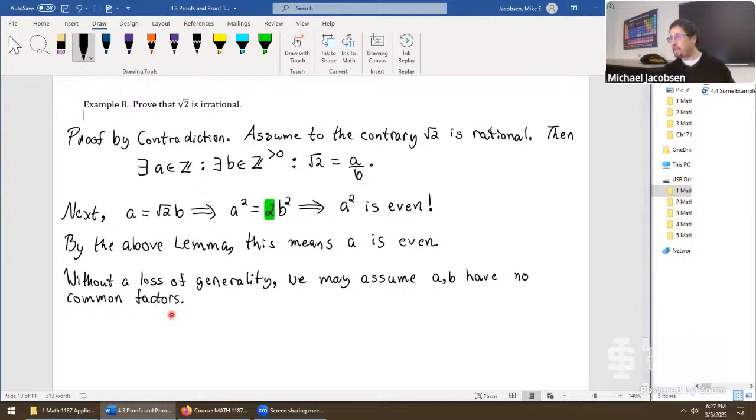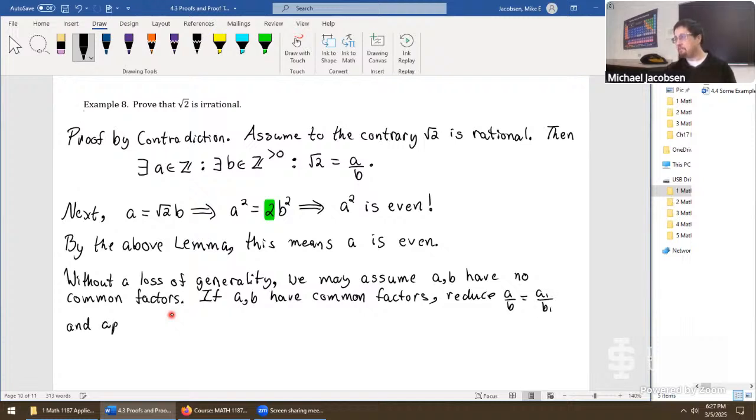The extra justification would be if A, B have common factors, reduce A over B to A1 over B1 and apply the entire argument to root 2 equals A1 divided by B1, coming from that algebraic form right there.